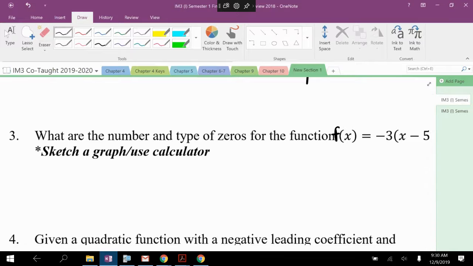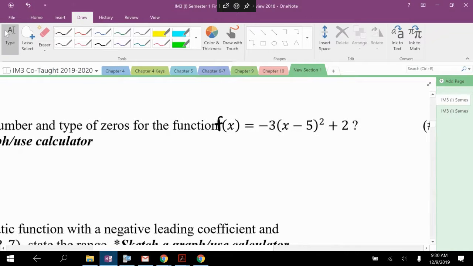what are the number and types of zeros? So remember, there was 2 real zeros, 2 imaginary zeros, and there was 1 real zero. Okay, there are 2 ways you can do this. Exactly what we just did, type it in the graphing calculator. I'm obviously going to show it to you without one in case you want that knowledge.